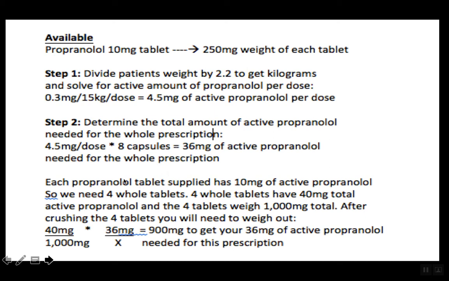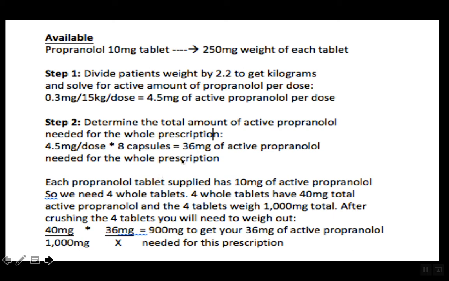Perfect. Then we check, okay, how am I going to get this 36 milligrams of active propranolol? Well, they gave us these tablets. Each one has 10 milligrams of the active propranolol, right? So in this case, you just divide to see how much you'll need, which is pretty straightforward.